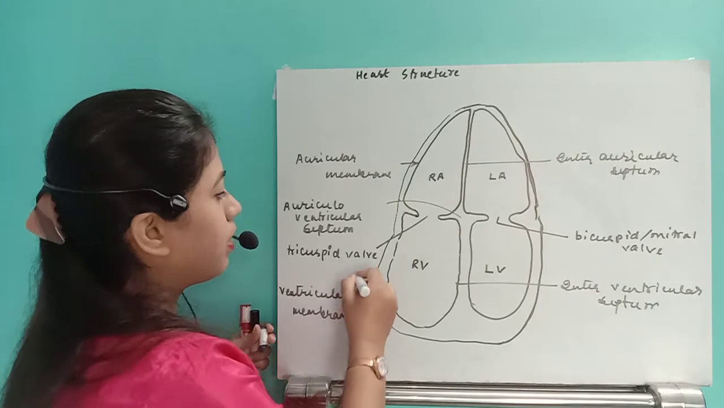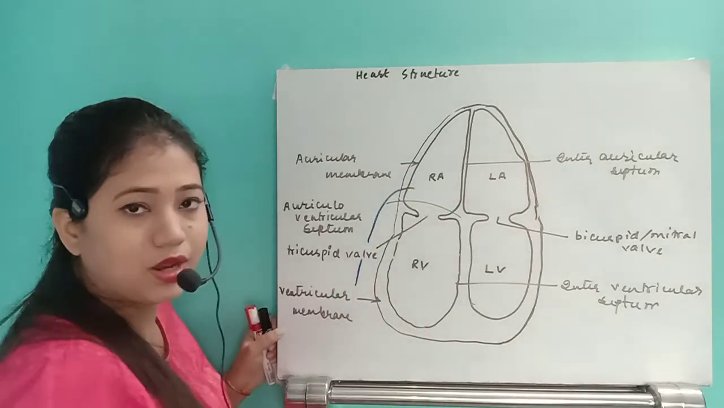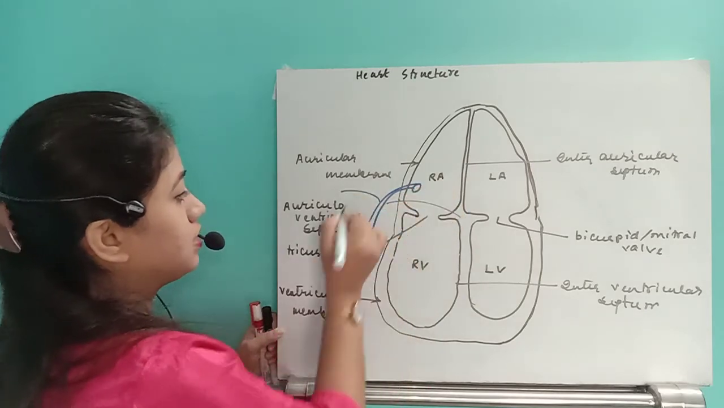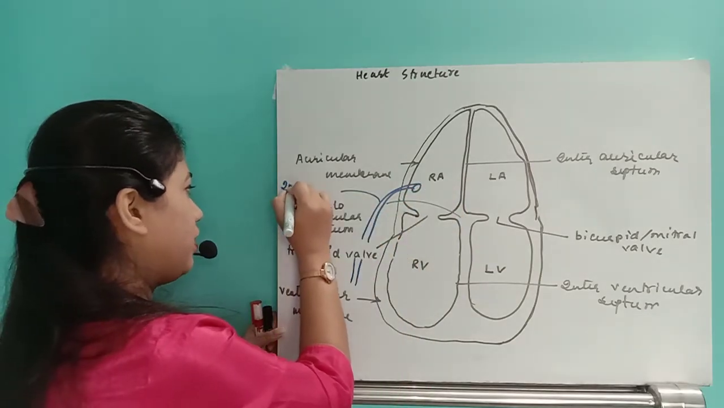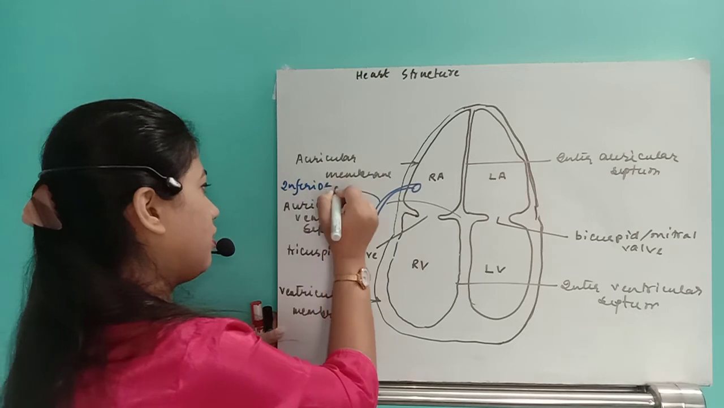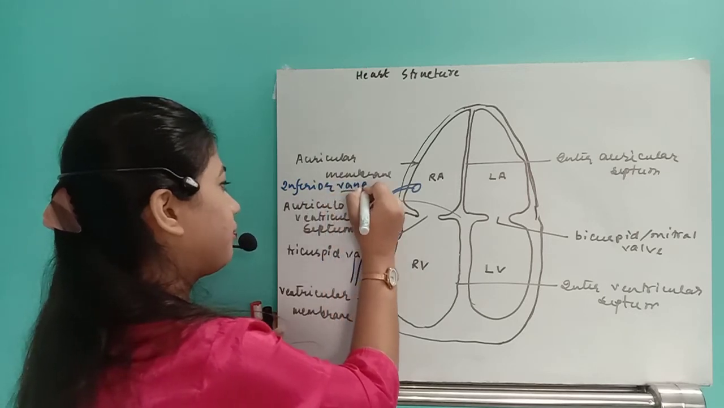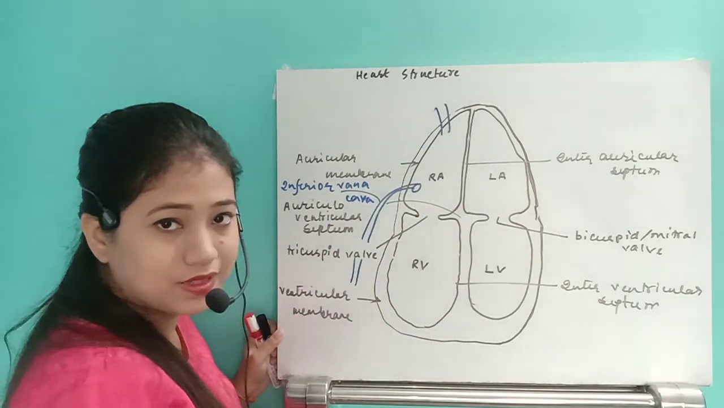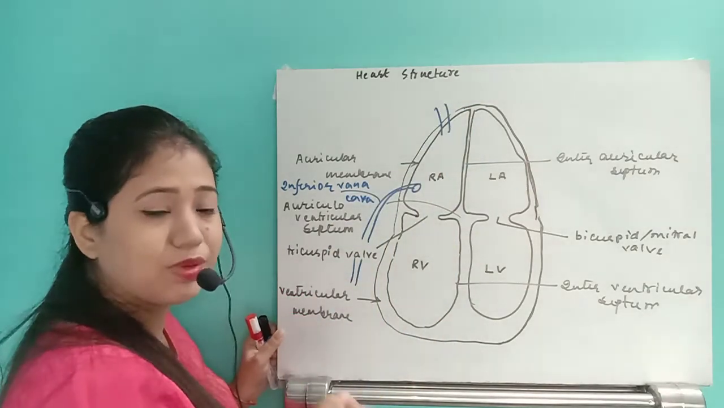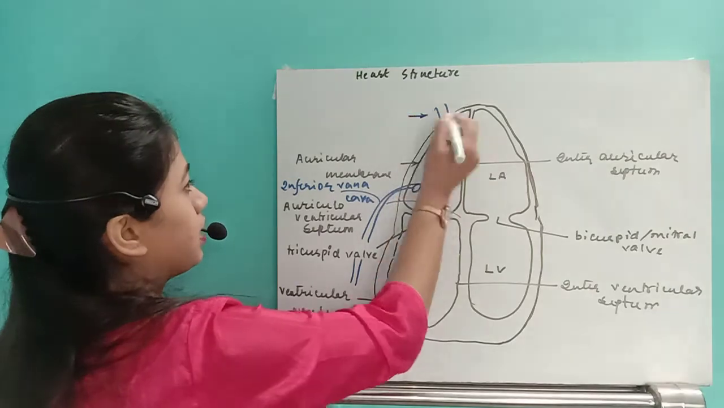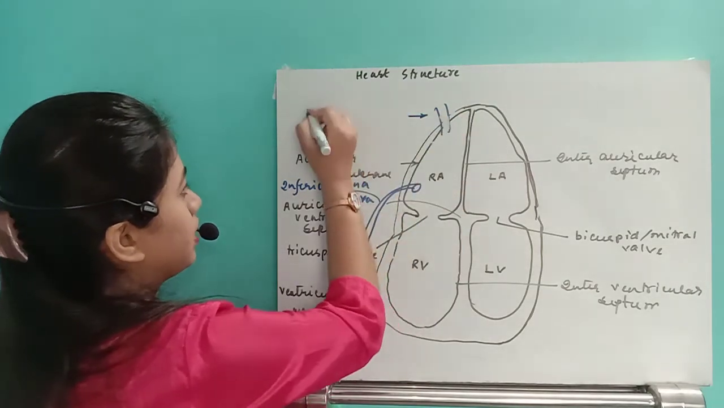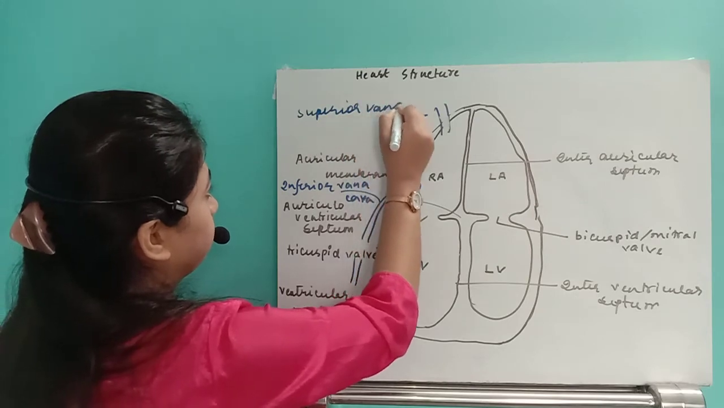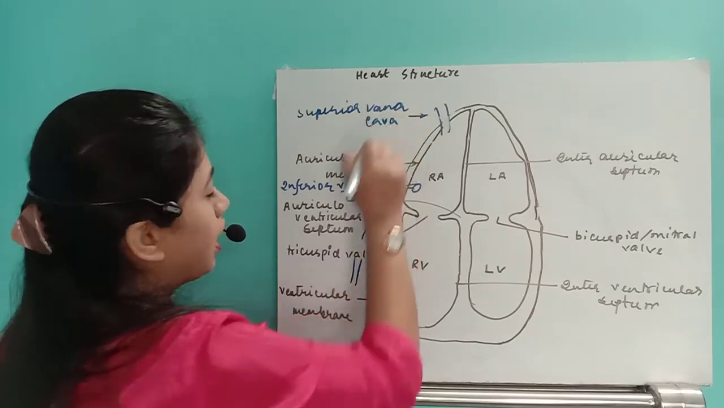Now, from the lower part of the body, the deoxygenated blood will enter by means of a vein. What is that? That is known as the inferior vena cava. And from the upper side there is another blood vessel which will take the deoxygenated blood from the upper side. That is called the superior vena cava.